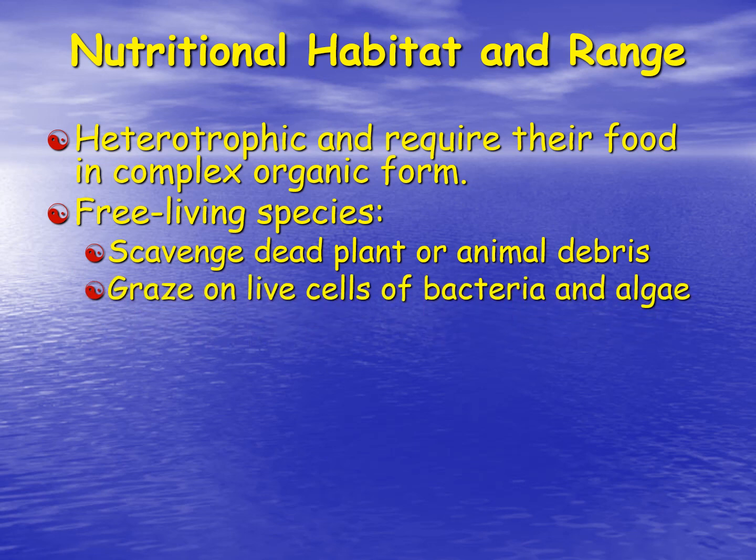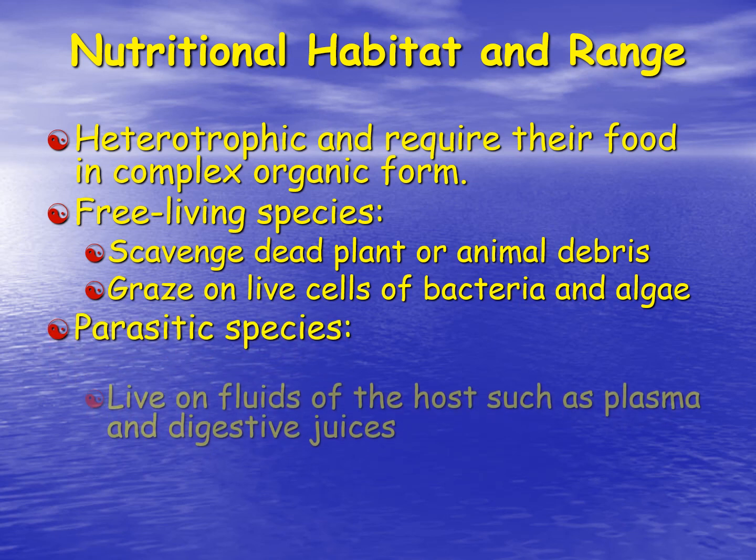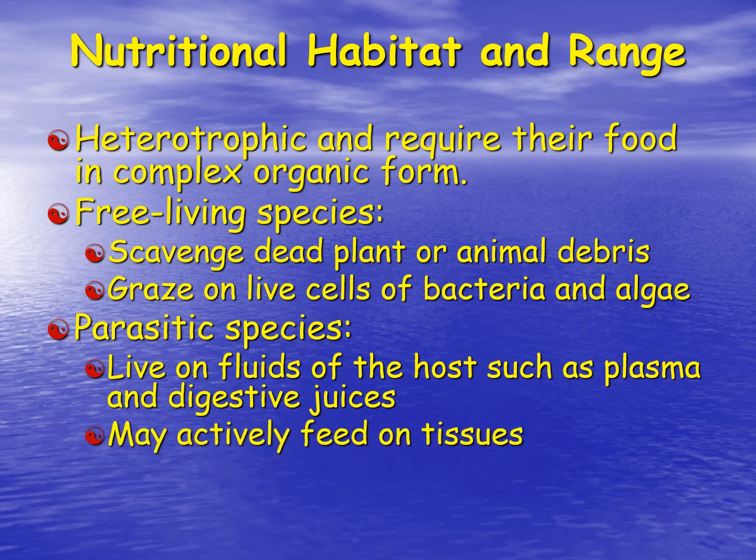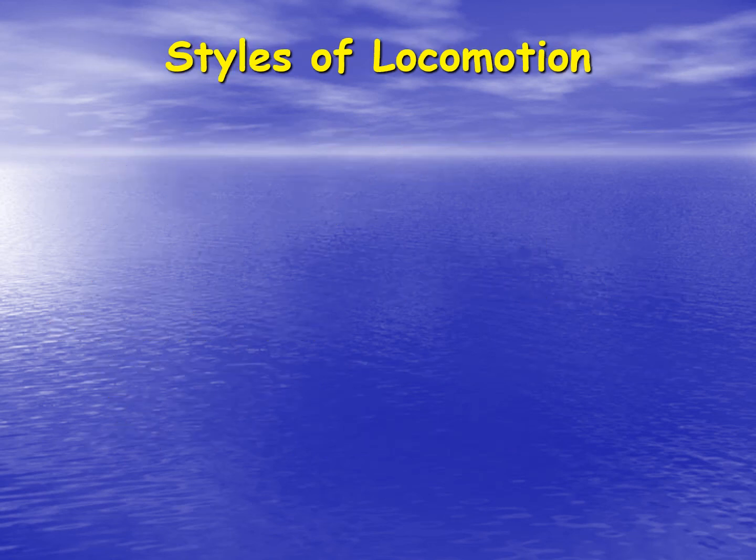They can graze on live cells of bacteria and algae, but there are few parasitic species of protozoan, and these live on the fluid of the host, such as plasma or digestive juices. They may actually actively feed on tissues as well.